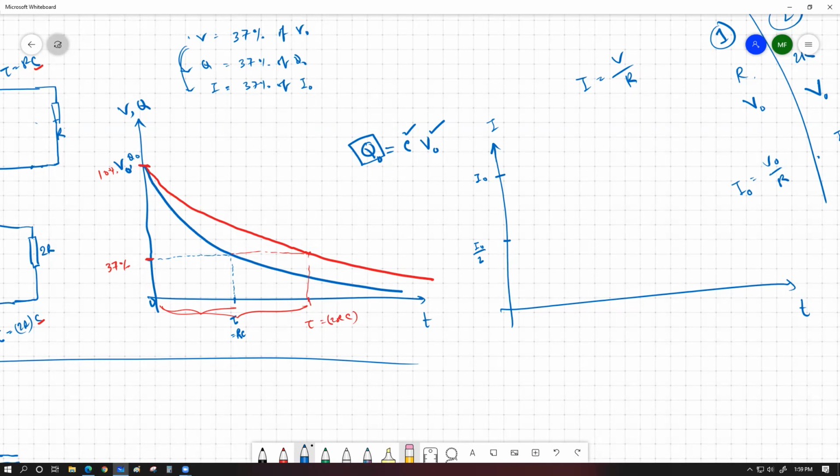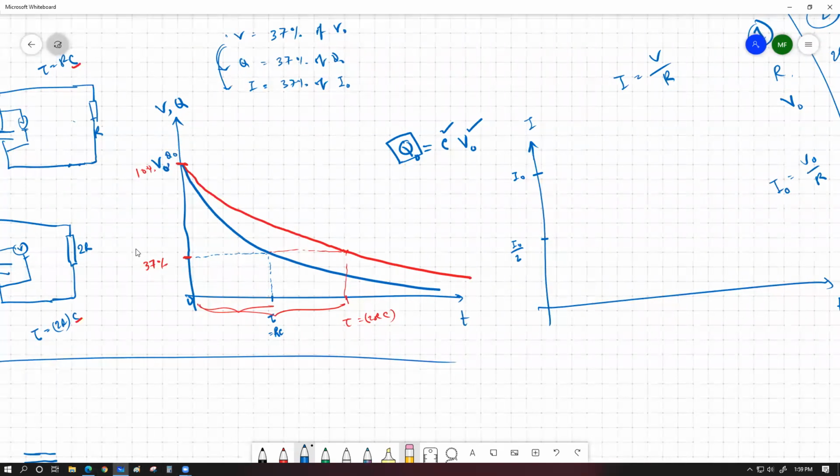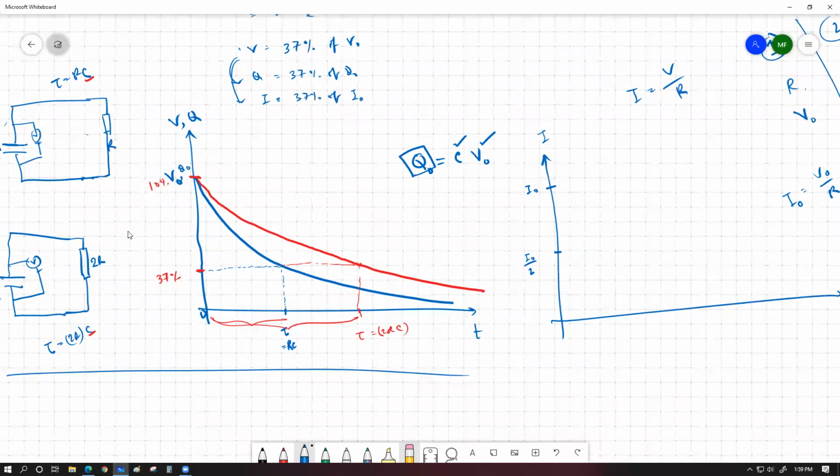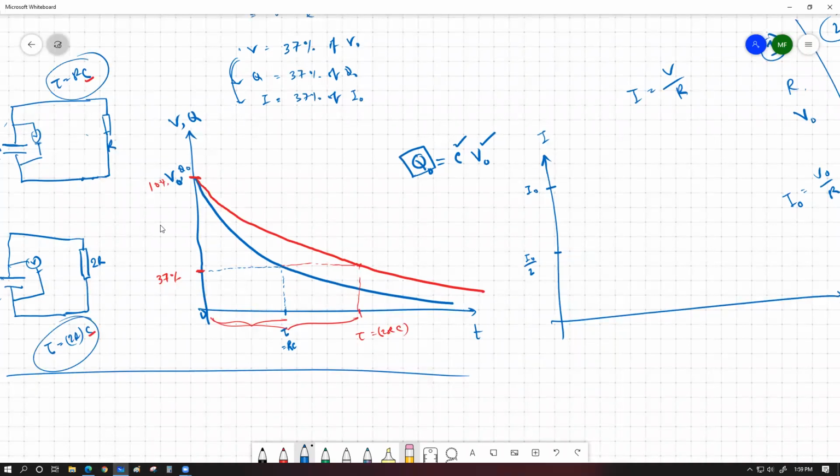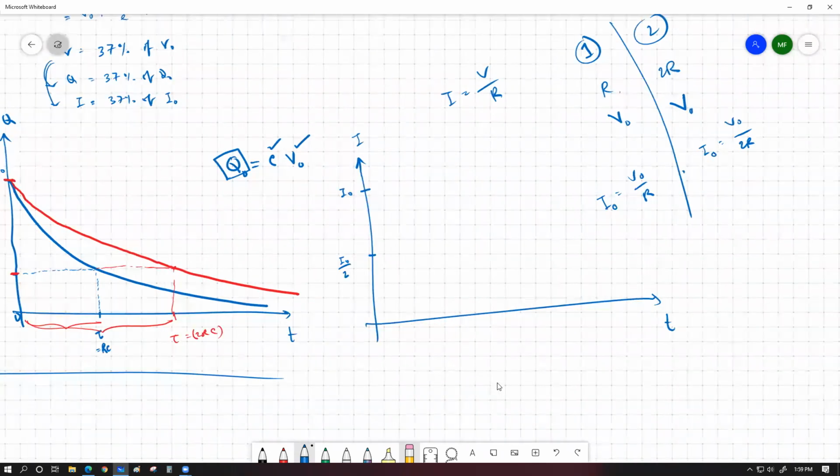But what is important, for circuit number 1, the time constant was RC, and for the second circuit, the time constant was 2RC. So this means, although both of them are going to decay exponentially, this is going to take some time to reduce to 37%, but this one, starting from a smaller value, is going to take double the amount of time for the time constant. So this brings us to some interesting curve.